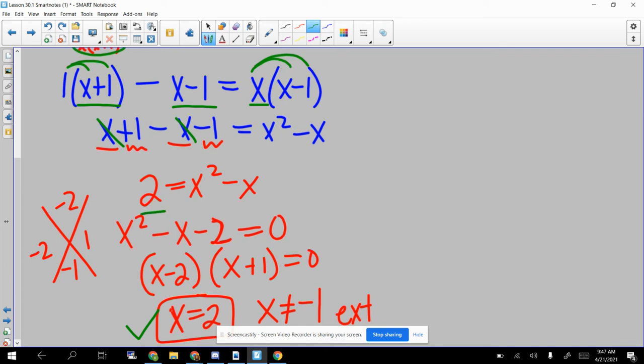And then when I distributed over here, I had x squared minus x. So then I was left with 2 equals x squared minus x. I moved the 2 over so that I had a trinomial. I set that equal to 0 and factored, and I got x minus 2 and x plus 1 equals 0. And then I solved those and got x equals 2 and x equals negative 1.